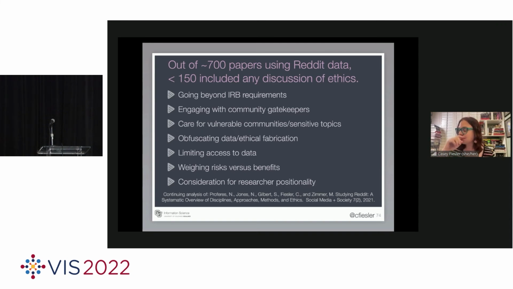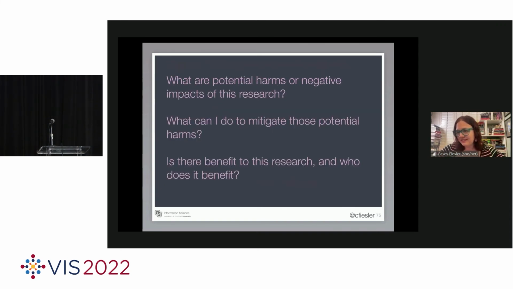And so I will leave you with three questions. One, what are the potential harms or negative impacts of a piece of research? You don't have to have a crystal ball. We can also learn from the past and past examples. Two, what can be done to mitigate those potential harms? And then three, is there benefit to this research, and who does it benefit? So, for example, are the potential harms to this community, but the benefits only to you? Is the only benefit of this that I get a paper publication?